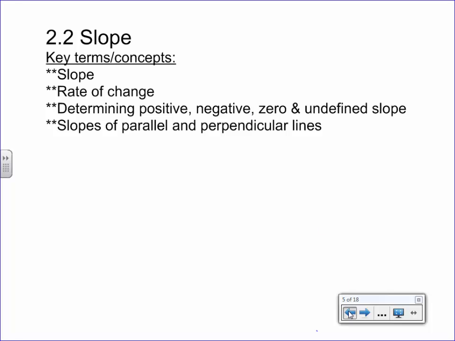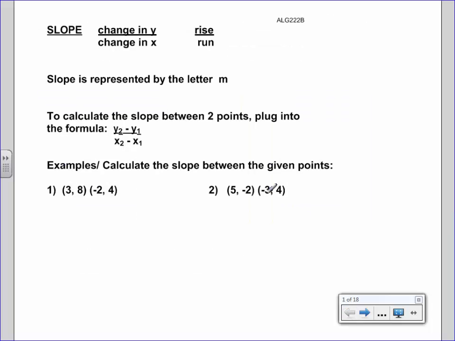Okay, let's start off with a quick discussion of slope. Slope is the change in y over the change in x, also known as rise over run. It's represented by the lowercase letter m, and as you probably remember from y equals mx plus b, the slope-intercept form. To calculate the slope between 2 points, you just plug into this formula. It says y2 minus y1 over x2 minus x1.